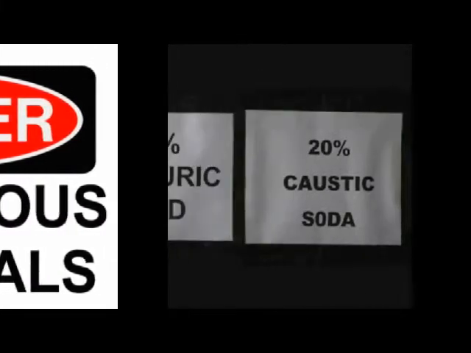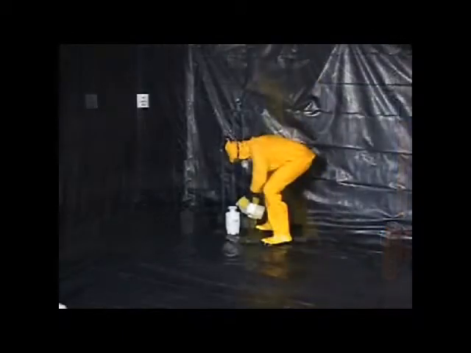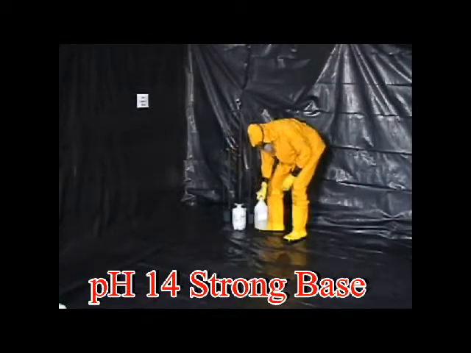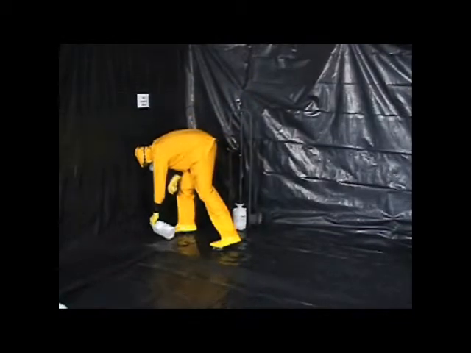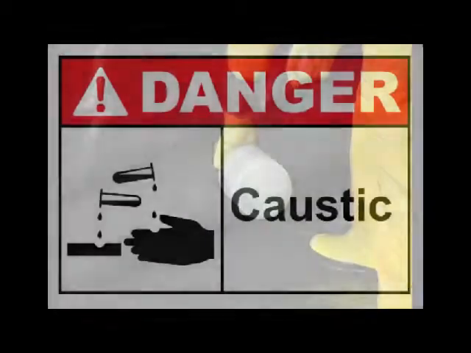We are working with a 20% caustic soda solution and a 96% sulfuric acid. The pH 14 caustic soda is poured into a small sprayer. The sprayer will be pumped up to simulate a small leak. The caustic soda, a strong base, is poured into a pool on the floor, simulating a spill.